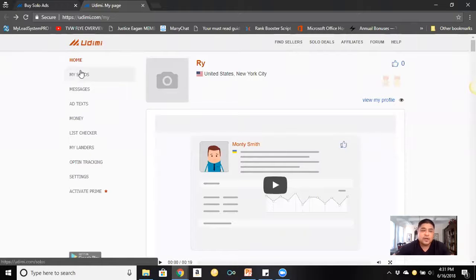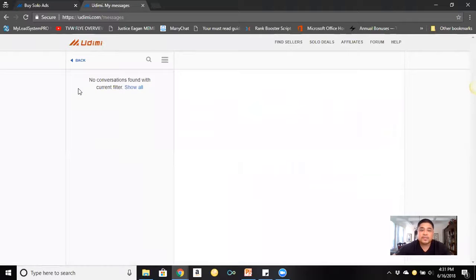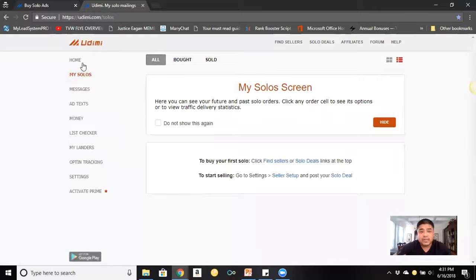Right. So here on the side, you're going to see some tabs where it says My Solos. If you've run solo ads already, the whole list of all your solo ads is going to be on this side. Here is the messages. This is the area where you privately message your vendors. Now, the reason why you want to message your vendors is because you want to build a relationship with them, right? You really want to get to know, like, and trust them.